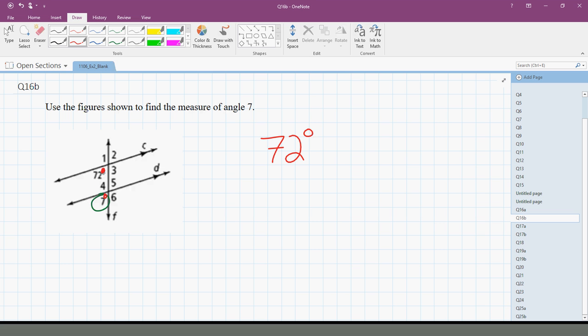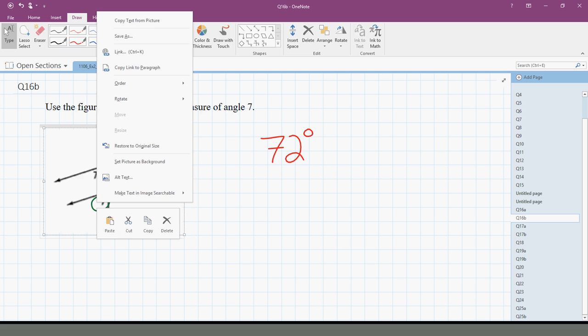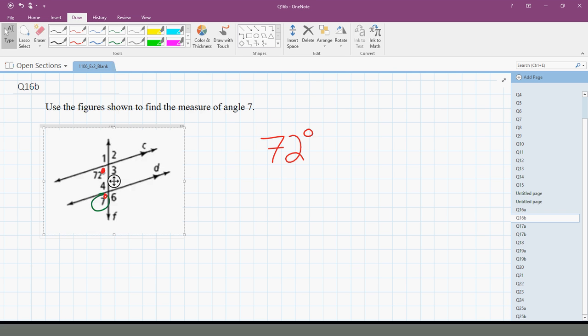They're corresponding because they're in the same spot. This 72 degrees is in the lower left-hand corner. The angle 7 is in the lower left-hand corner. So they are corresponding angles. And because they're corresponding, that's why we know they're congruent.